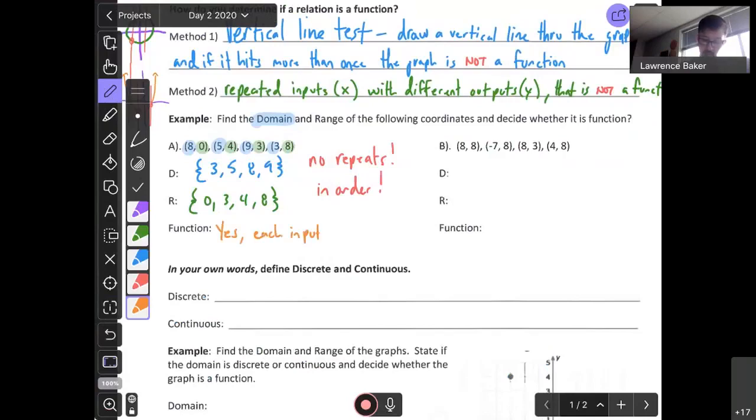I'm going to go ahead and explain why. Each input has only one output. Each x has only one y value associated with it.